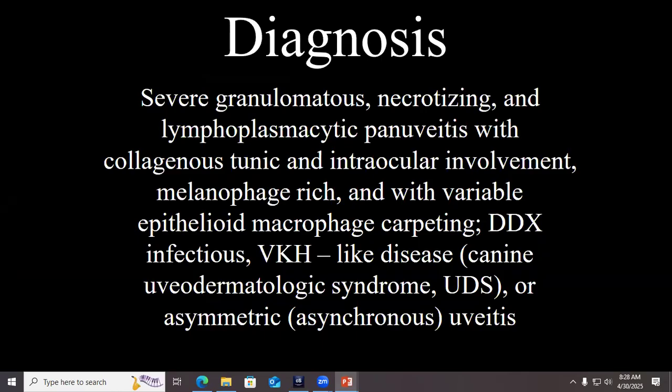And then the third differential, I think, would be an asymmetric or asynchronous uveitis, essentially a really, really severe lens-induced reaction. The feature that is similar to cases of that is the epithelioid macrophage carpeting along intraocular structures, and asynchronous uveitis can actually get quite severe and ultimately bilateral if you give it enough time. But I think ultimately uveodermatologic syndrome in this case is most likely, with a couple of differentials.